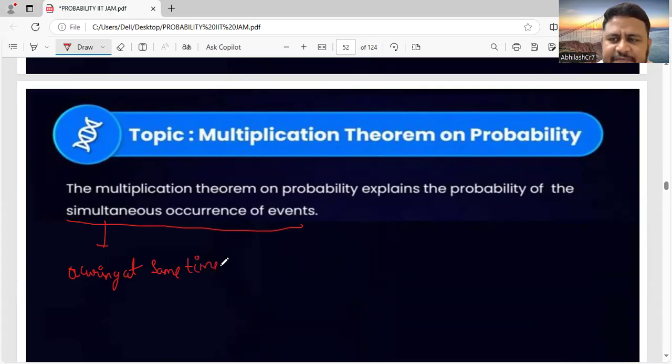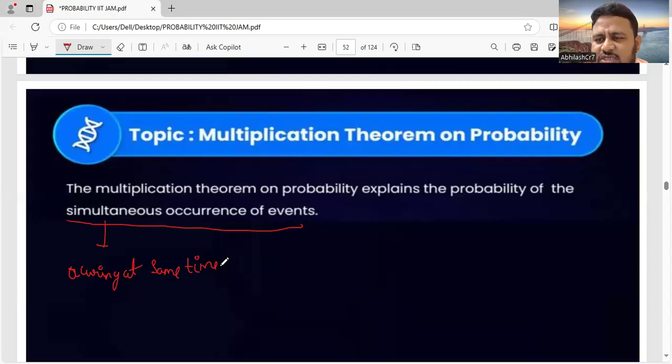In the previous class, we solved one question: a coin is tossed and a dice is thrown simultaneously, meaning at the same time. At that time, the multiplication theorem comes into the picture. The multiplication theorem on probability explains the probability of the simultaneous occurrence of events. There may be two, three or four events, but actually we'll be studying up to three events, not four.